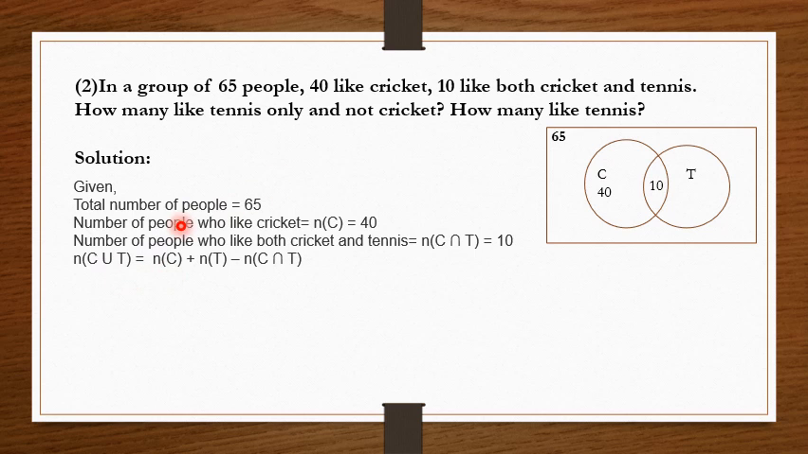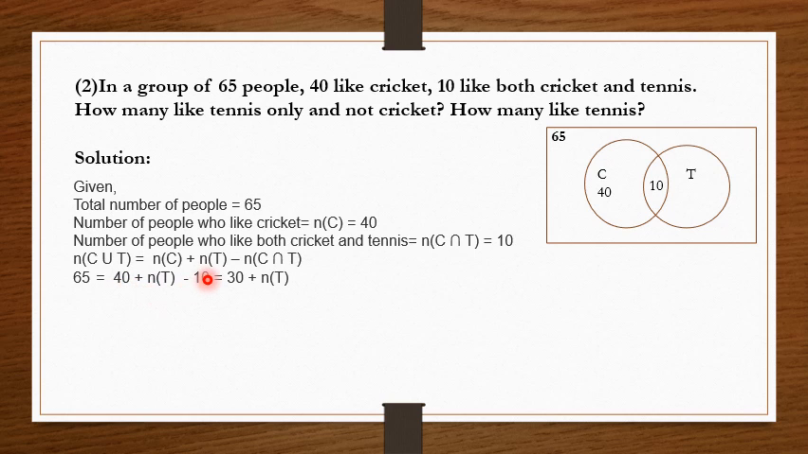Here we take n(C ∪ T) as 65 because each person likes at least one of the sports, cricket or tennis. So on substituting, 65 = n(C) which is 40, plus n(T). We don't know what n(T) is. So n(T) minus n(C ∩ T), which is 10.